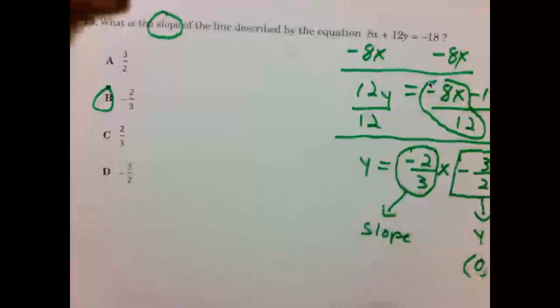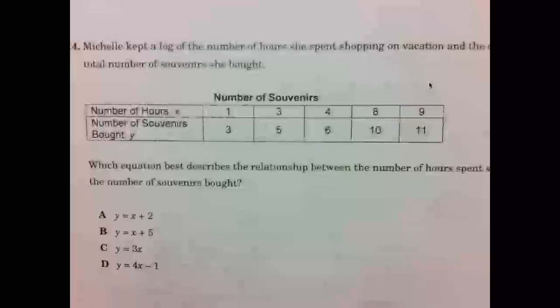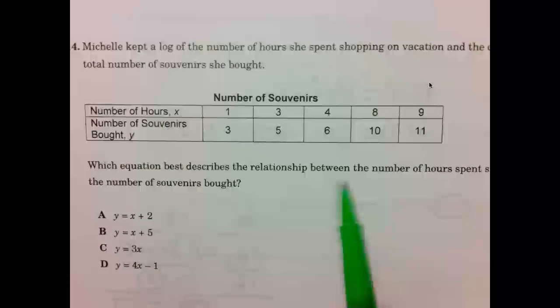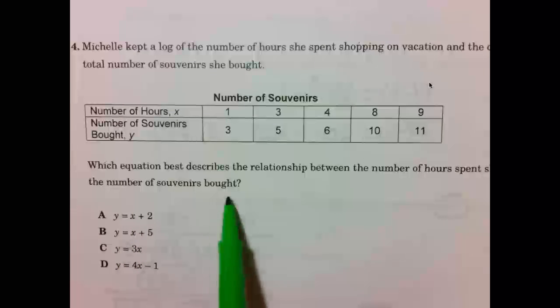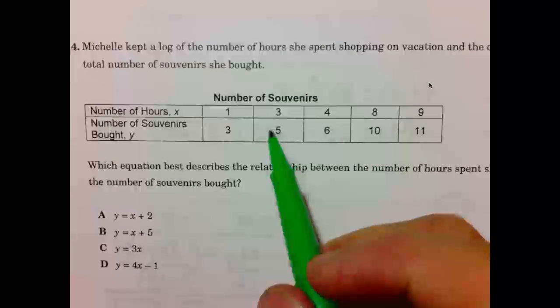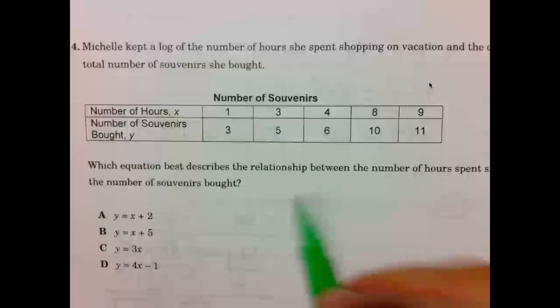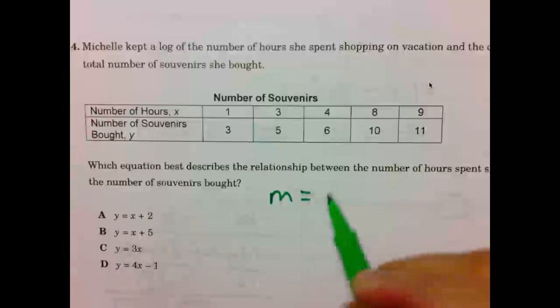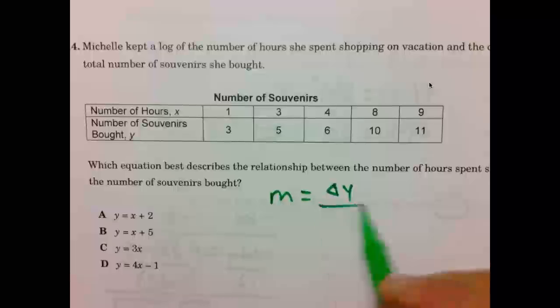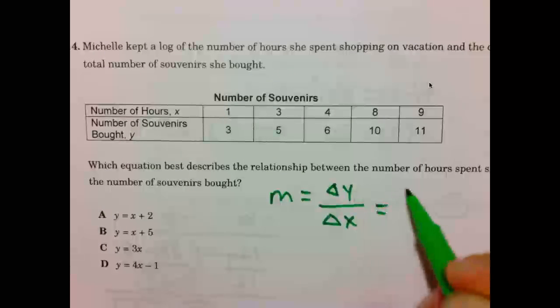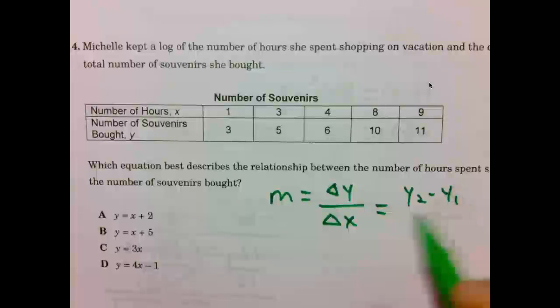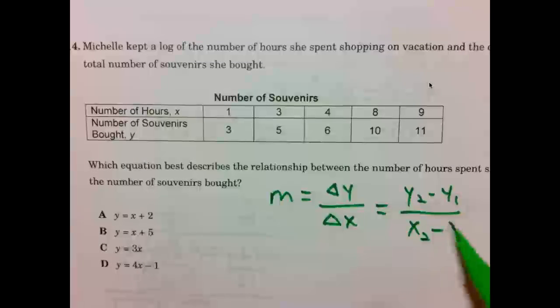Alright. 14. Which equation best describes the relationship between the number of hours spent shopping and the number of souvenirs bought? Well, one thing we can do is find the slope. We know that slope is change in y divided by change in x. The change in y is y2 minus y1 over x2 minus x1.